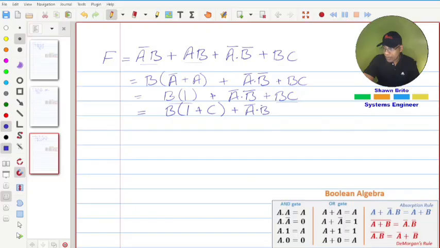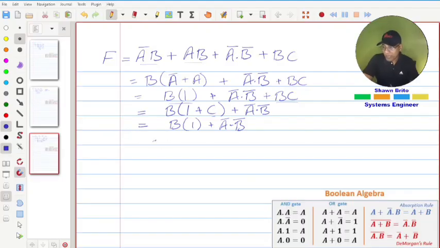A bar b bar, right? And from here I took the common b out, so which means I'm left with c. So now we have c plus 1 here. In the Boolean algebra table, a plus 1 equals 1, so that means c plus 1 equals 1. So b is actually again 1 plus a bar b bar.